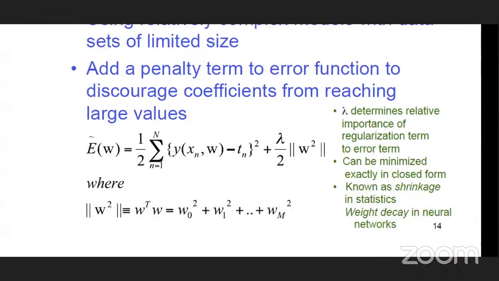This regularization will help: the constant plus lambda by 2 mod w squared. Can you explain in words what actually happens when the regularization is done?